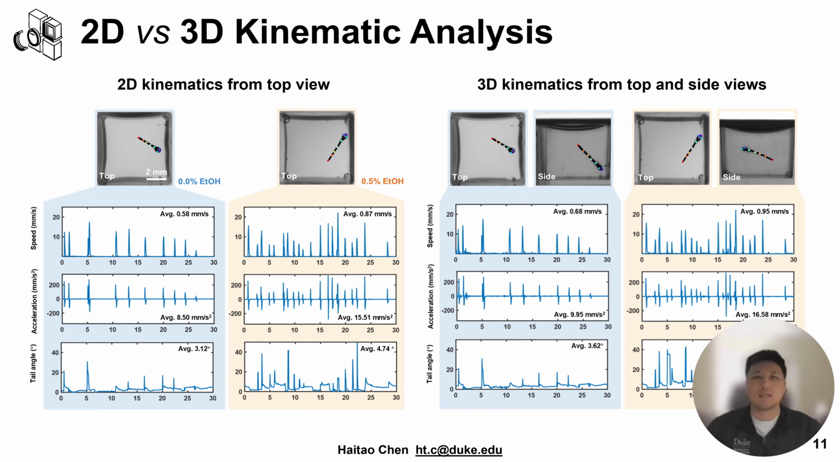So let's take a close look and quantify exactly what information is missed in 2D. On the left, I'm showing 2D kinematics extracted from the top view alone. On the right, the same animals are analyzed using full 3D kinematics. Across all conditions, we observed underestimation of kinematic parameters in 2D.